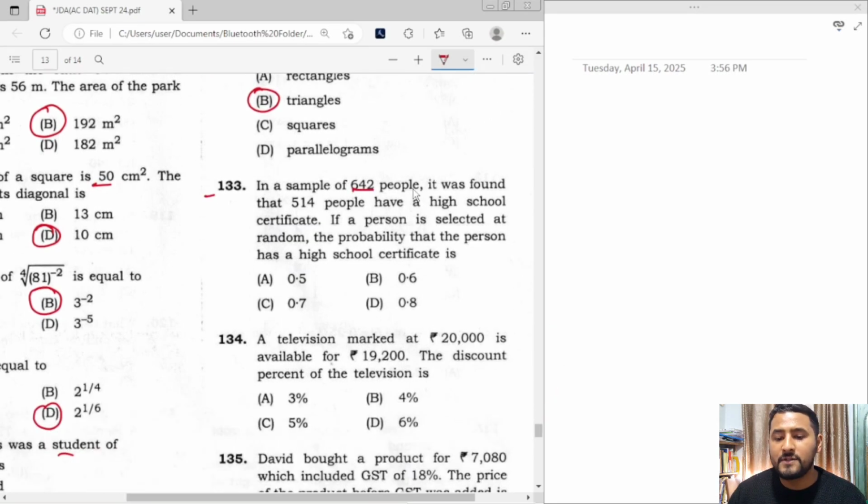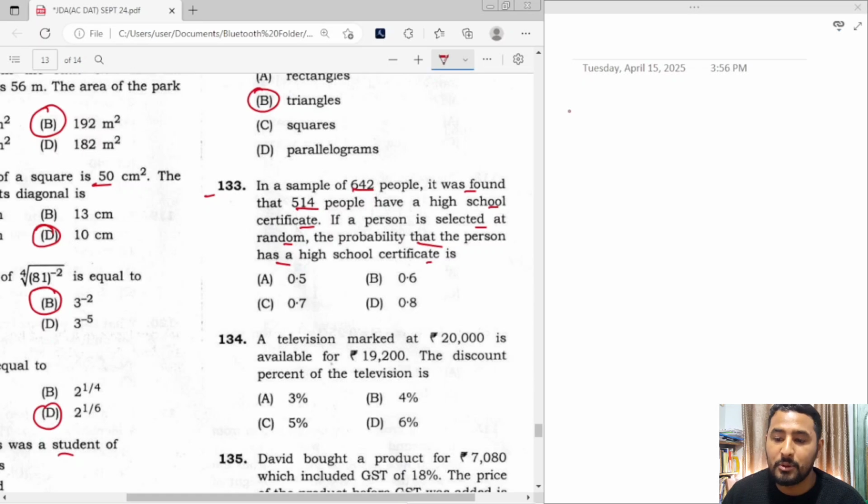133. In a sample of 642 people, it was found that 514 people have a high school certificate. Out of 642, there are 514 who have a high school certificate. If a person is selected at random, what is the probability that the person has a high school certificate? So out of these 642, they'll select any randomly, okay?